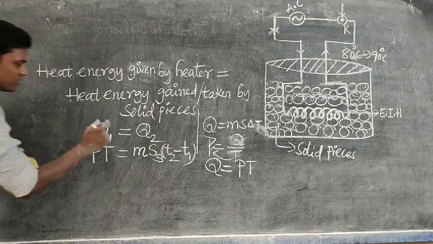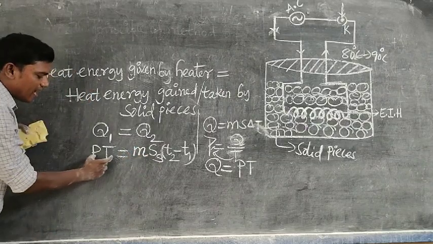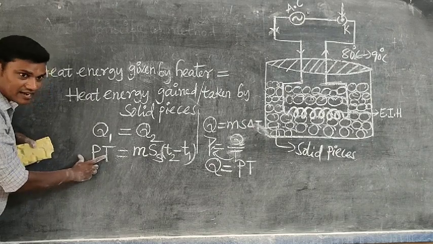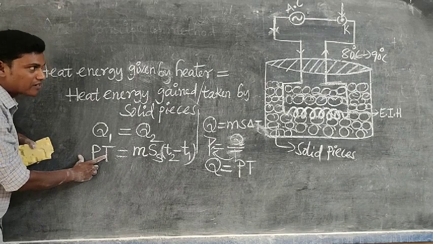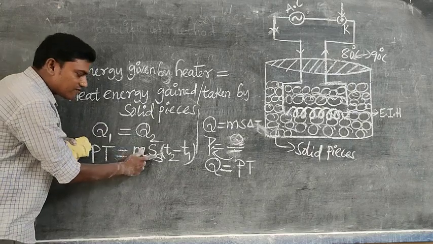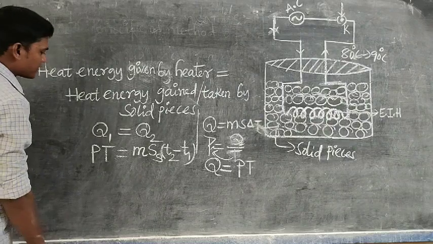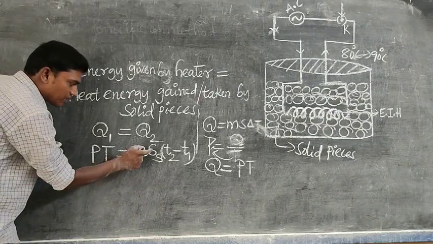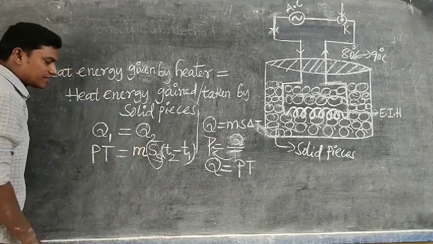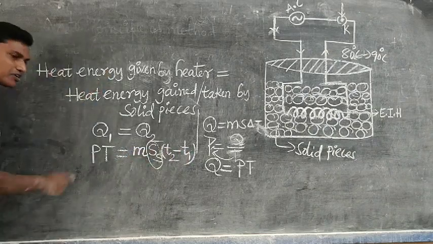But here, which value can we find, the specific heat of the solid? That's right. So in the left hand side, which terms are there? P is the power of the immersion heater. T is the time for which the current is supplied to the heater. M is the mass of the solid. S of S is the specific heat of the solid. T2 minus T1 is the change in temperature. That's right. So according to this concept we find the S of S value, means specific heat of the solid. So mass and T2 minus T1, these two values are transferred to the other side.